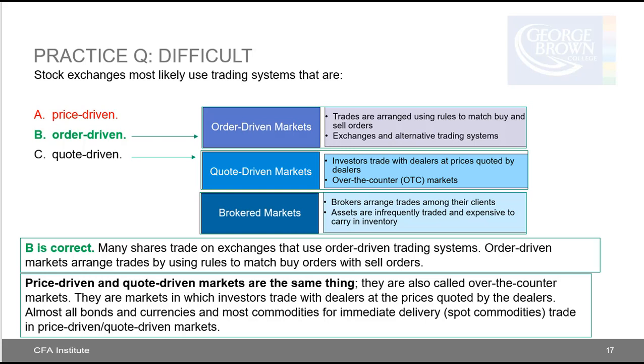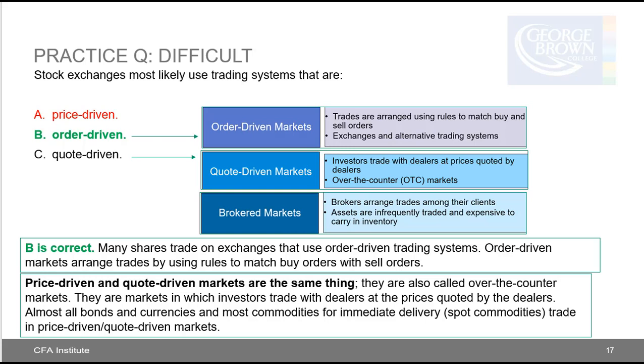Order-driven markets: trades are arranged using rules to match buy and sell orders. Exchanges and alternative trading systems are examples of order-driven markets. Quote-driven markets: investors trade with dealers at prices quoted by dealers. And again, quote-driven markets, price-driven markets, and over-the-counter markets are all referring to the same thing. Finally, in brokered markets, brokers arrange trades amongst their clients.